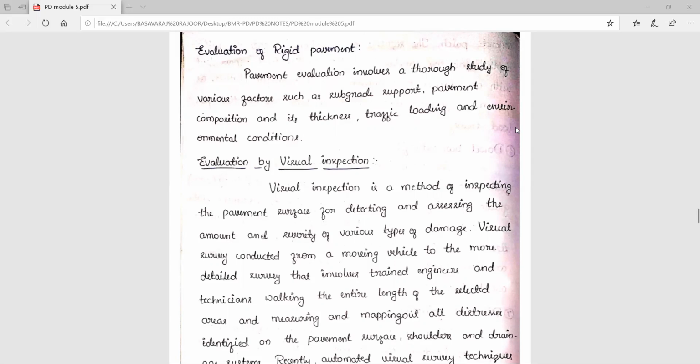Visual inspection data can be used to evaluate current pavement condition, predict future pavement performance, and determine and prioritize pavement maintenance and rehabilitation needs. Also, it estimates the repair quantities and evaluates the performance of different maintenance and rehabilitation techniques and its materials.